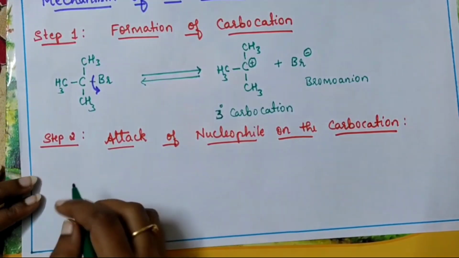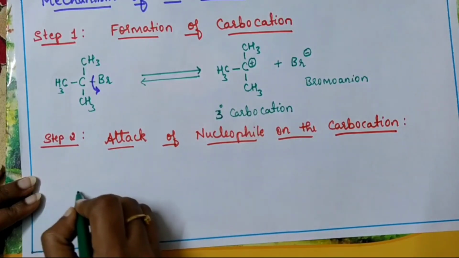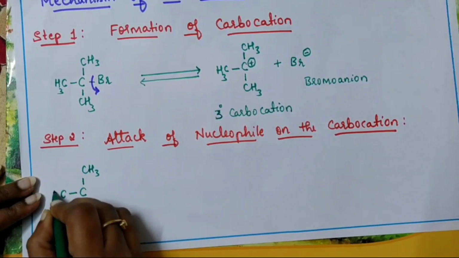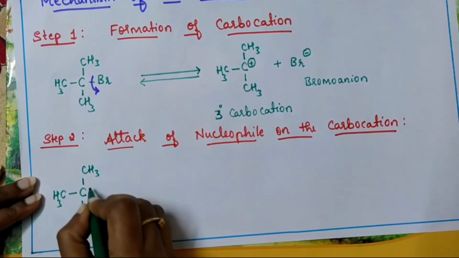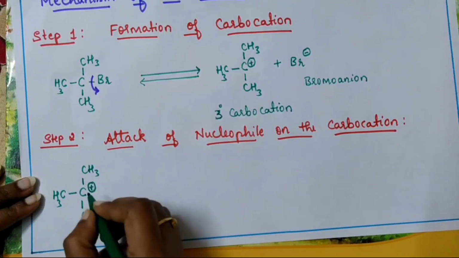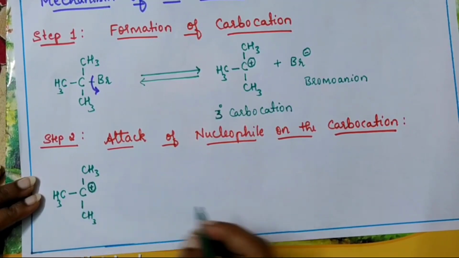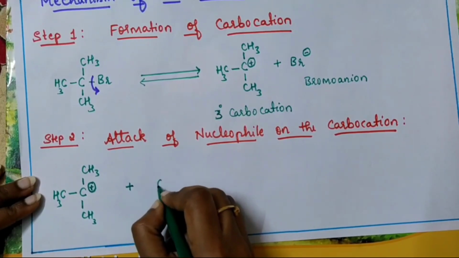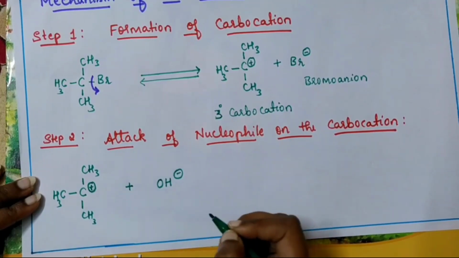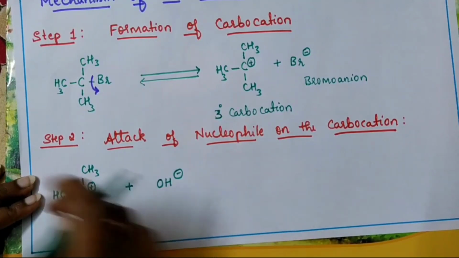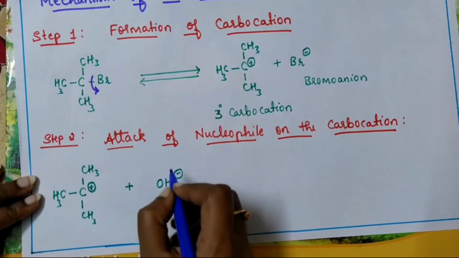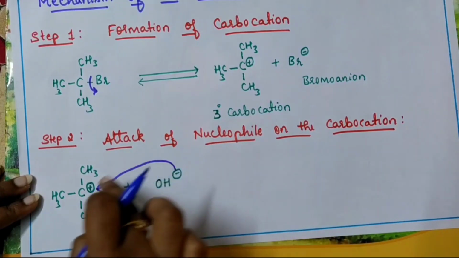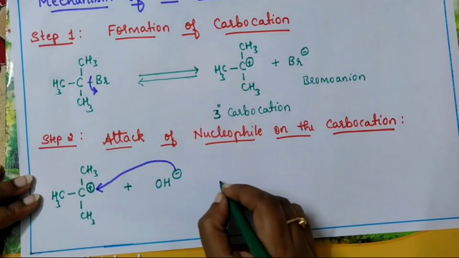So let us write the reaction for that. Let me write the same carbocation here in the reactant side. CH3, CH3, CH3 with positive charge for this carbon. That is the indication of carbocation. And we have a nucleophile. What nucleophile we have here? We have OH minus. This is the nucleophile. So what is going to happen now? Here this nucleophile is going to attack on the carbocation. So when it attacks on the carbocation, what we are going to get?